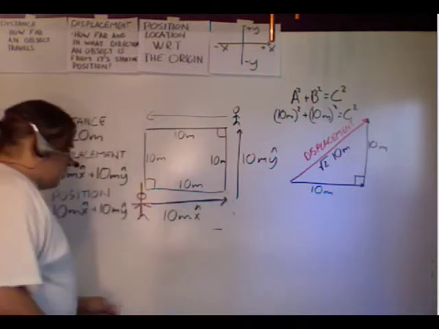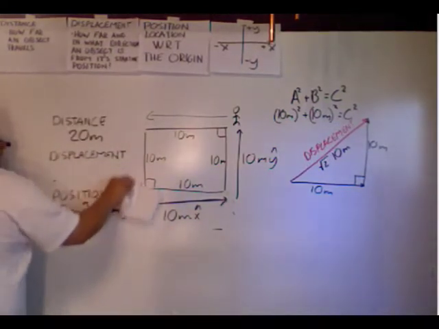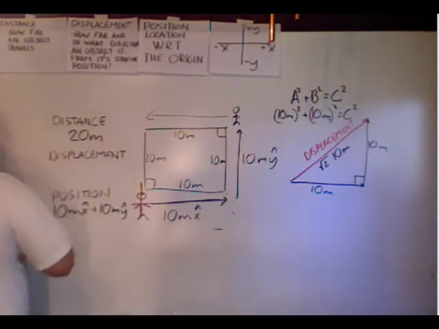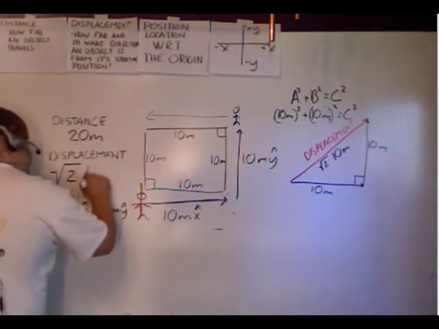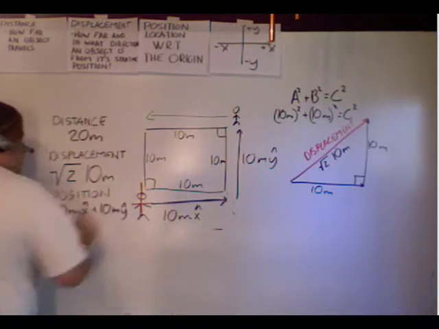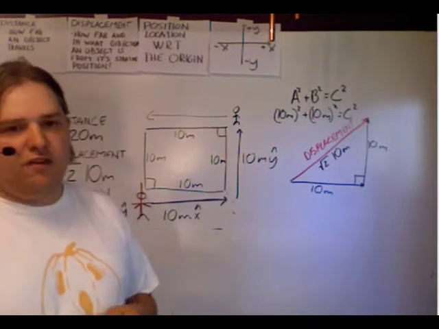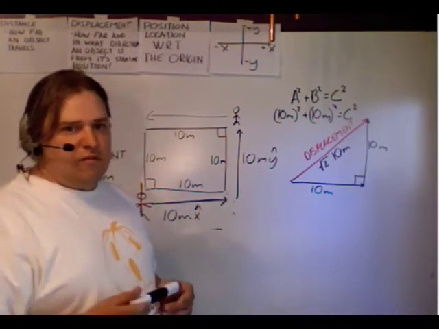So I'm going to erase this value, and I'm going to say, look, here's another way of expressing that. It's root 2 times 10 meters. Okay? That gives me the size of it. It doesn't give me the direction. I'm going to have to go back to SOHCAHTOA to give me a direction.